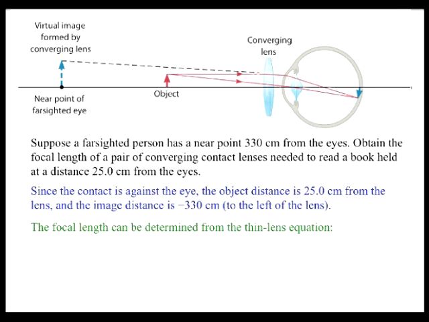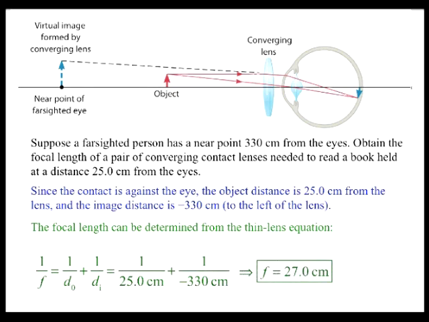The focal length can be determined from the thin lens equation as 1 divided by f equals 1 divided by DO plus 1 divided by DI, which equals 1 divided by 25.0 centimeters plus 1 divided by negative 330 centimeters. Solving for f gives f equals 27.0 centimeters. Finally, the extent to which rays of light are refracted by a lens depends on its focal length. However, optometrists who prescribe correctional lenses and opticians who make the lenses do not specify the focal length directly in prescriptions. Instead, they use the concept of refractive power to describe the extent to which a lens refracts light.